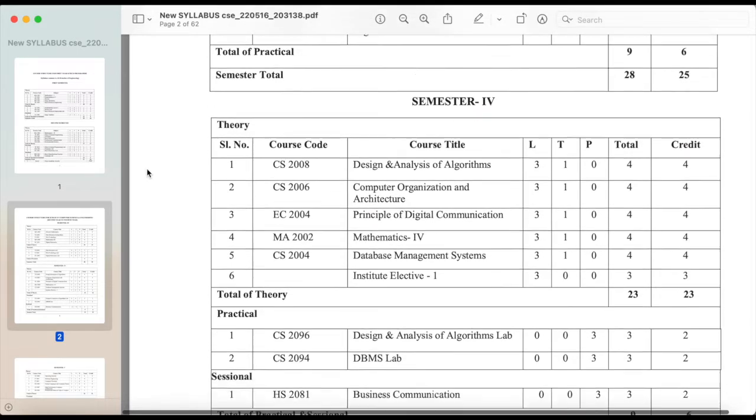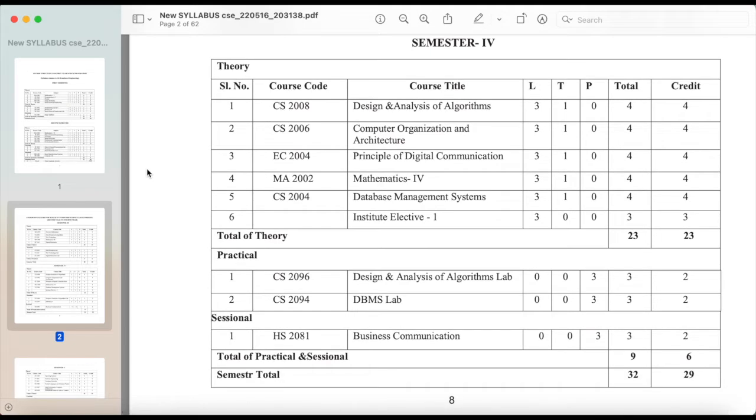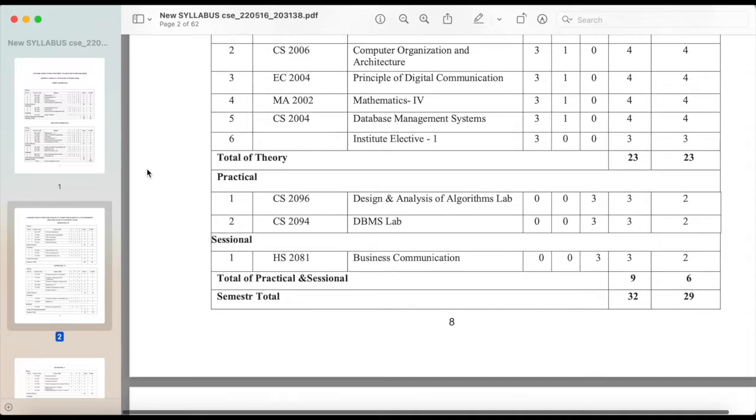Theory part: Design and Analysis of Algorithms, Computer Organization and Architecture, Principle of Digital Communication, Mathematics IV, Database Management Systems, Institute Elective 1. Practical: Design and Analysis of Algorithms Lab, DBMS Lab, Business Communication.